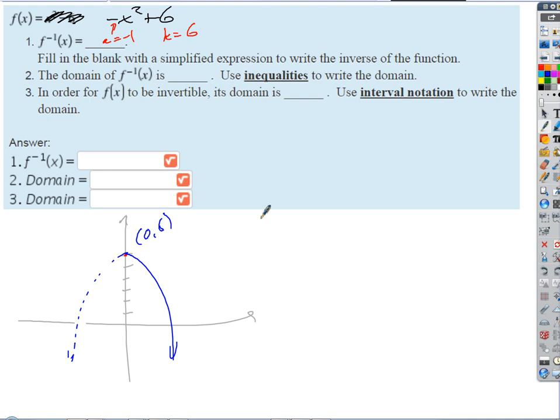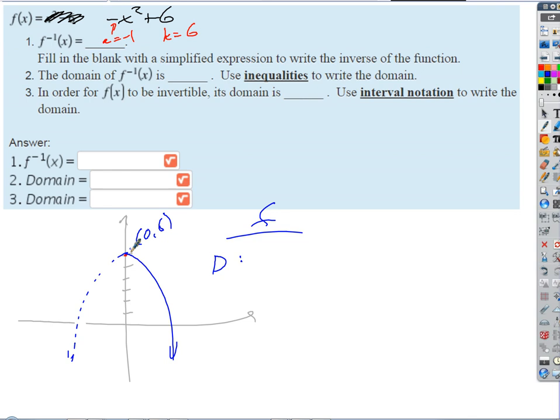So here's my function f. What's the domain going to be? Okay, it's going to be all values of x less than 6. No, you're thinking y, right? This point right here has an x value of 0 and a y value of 6. So what are going to be the x values on this function after I erase half of it?